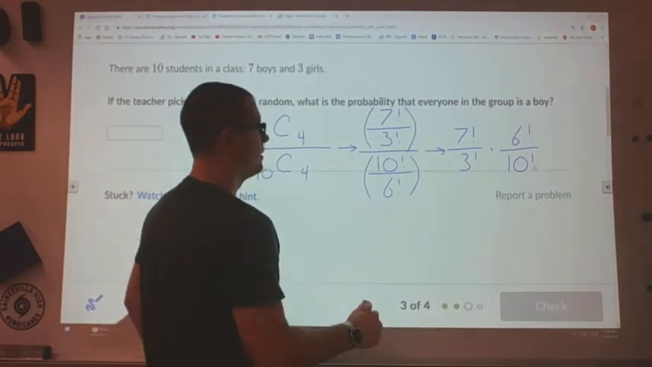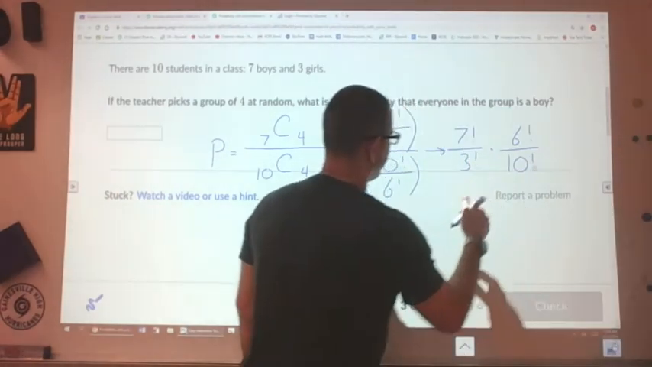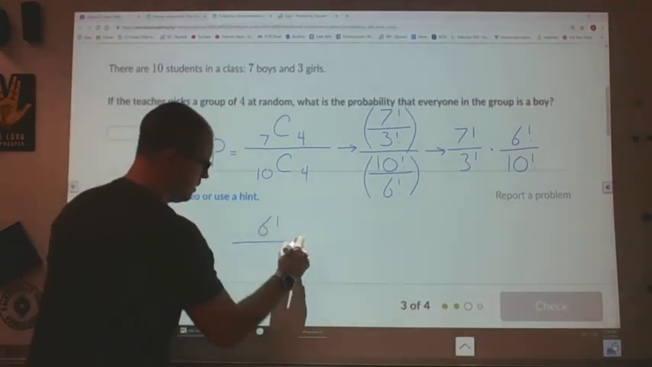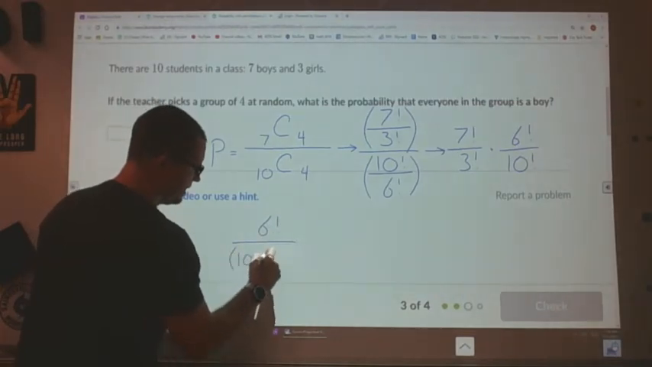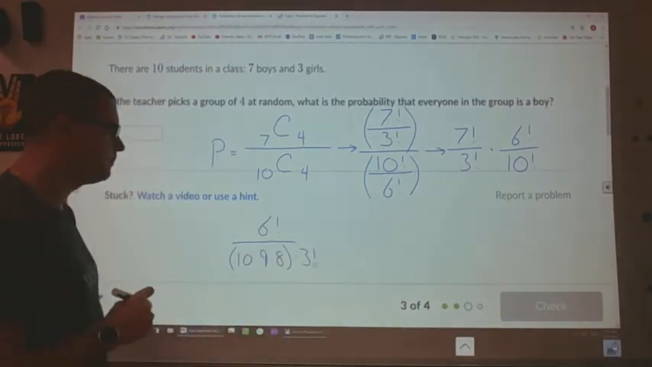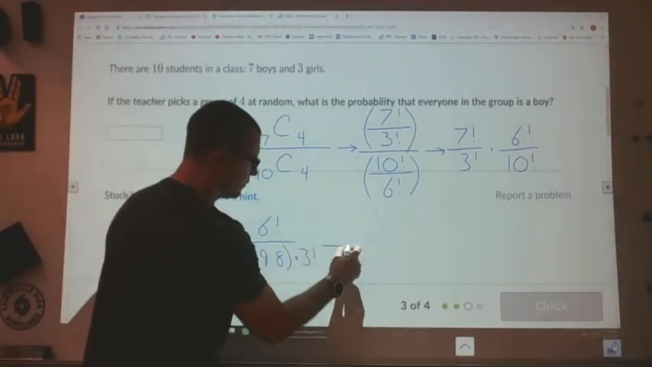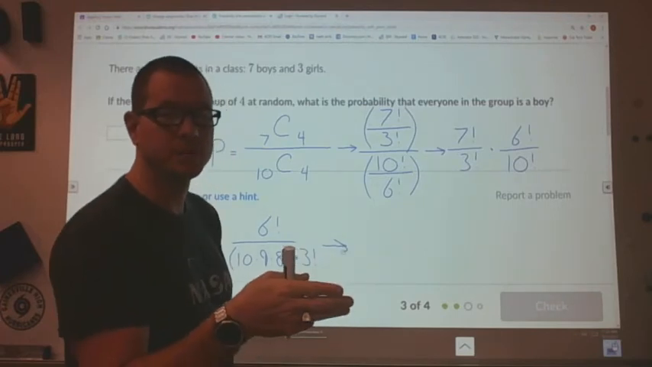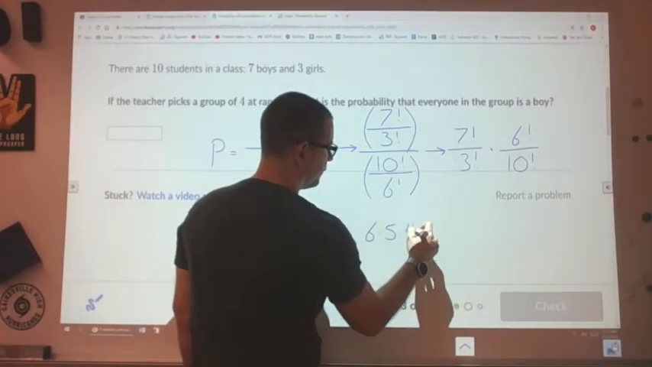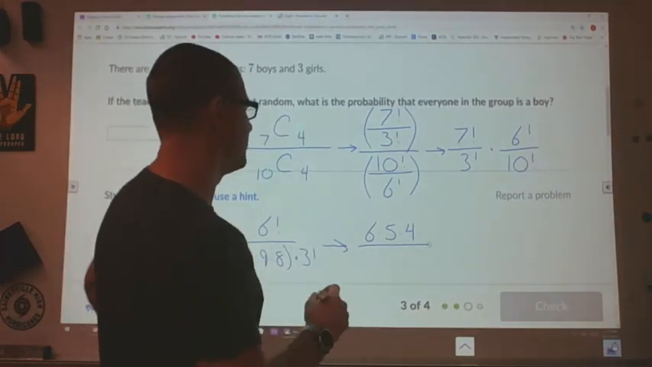I know that 10 factorial is 10 times 9 times 8 times 7, so I can cancel that. So working this out, we would have 6 factorial over 10 times 9 times 8. We cancel the 7 and then times 3 factorial. And then I'm going to use the 6 factorial to cancel the 3 factorial. So 6 times 5 times 4, then there's my 3 factorial. So on the top, I'd get 6 times 5 times 4, and then that would cancel out there. And on the bottom, 10 times 9 times 8.